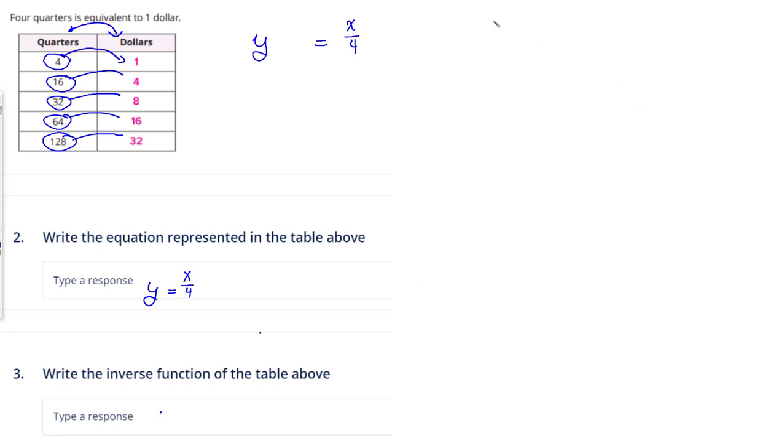So to find the inverse, I will switch those and it becomes x equals y divided by 4. Then multiply both sides by 4, giving me y equals 4x. Any questions on that one?